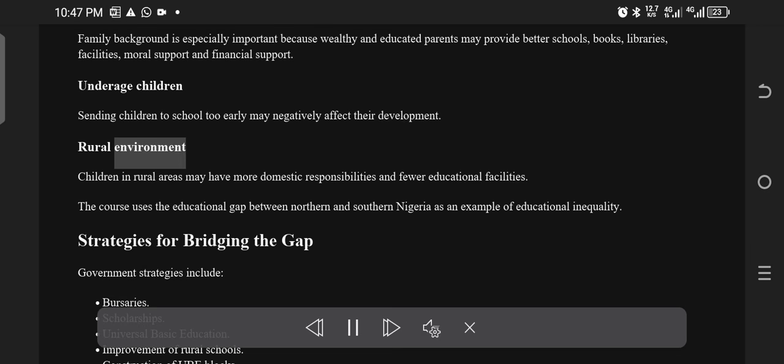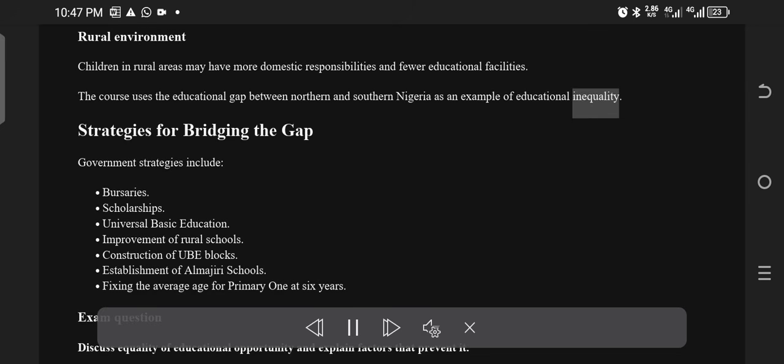Rural environment. Children in rural areas may have more domestic responsibilities and fewer educational facilities. The course uses the educational gap between northern and southern Nigeria as an example of educational inequality.